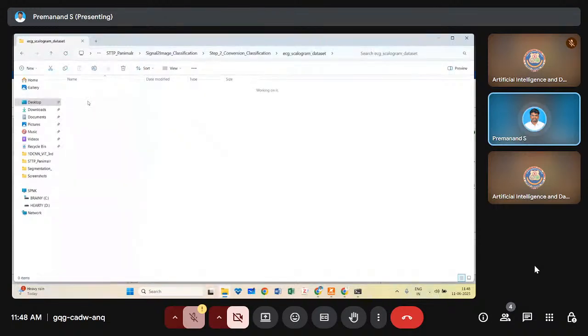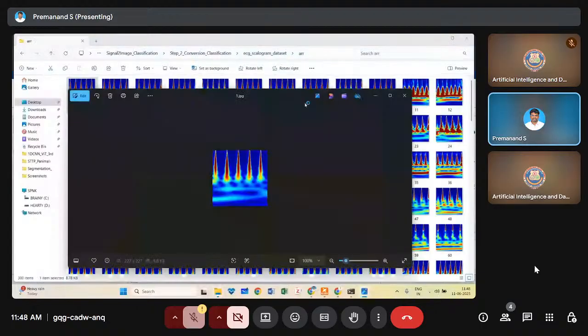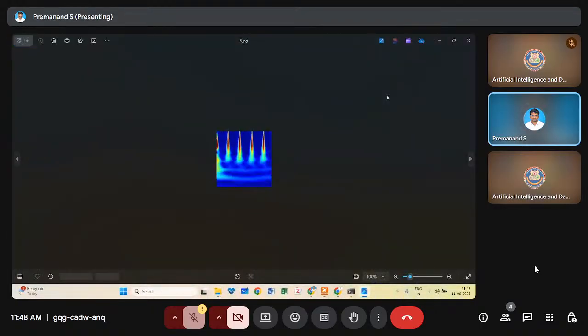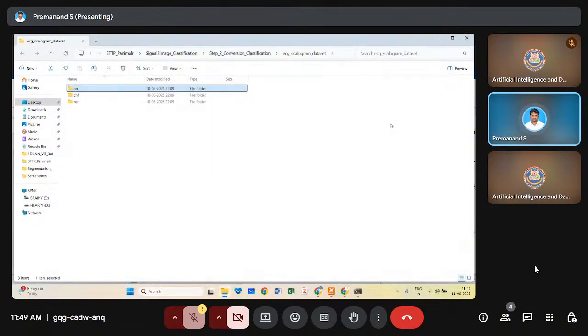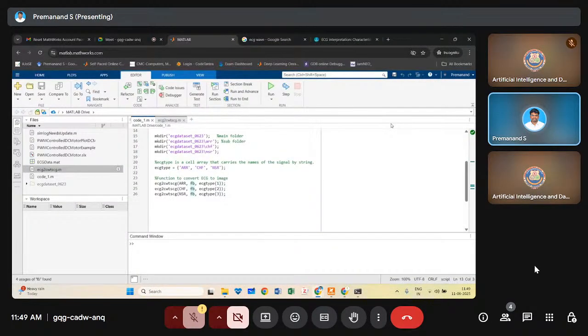So this is the format of a scalogram. This is how it will be. Like PQRS, PQRST, right? The signal is converted into an image, or frequency based signal. So this is how we calculate, and from this we can go for deep learning.